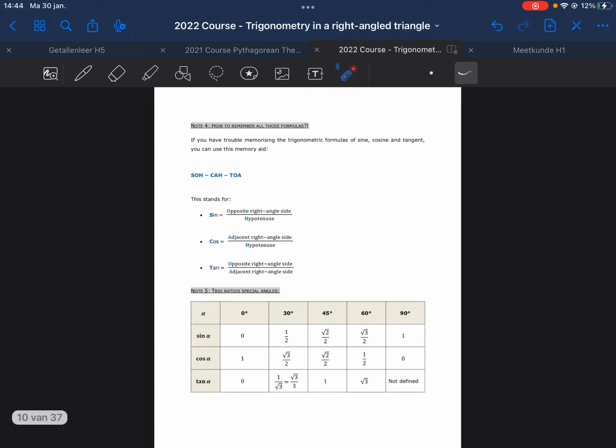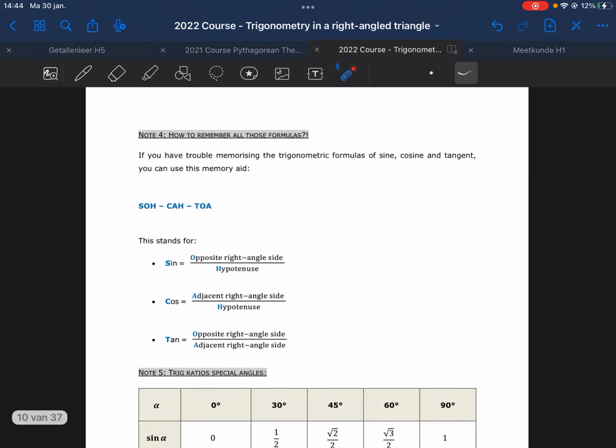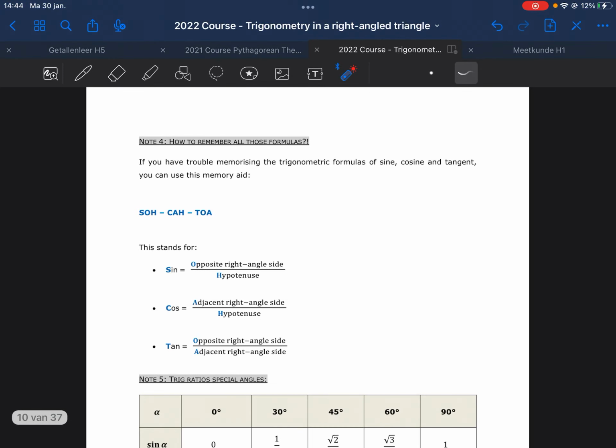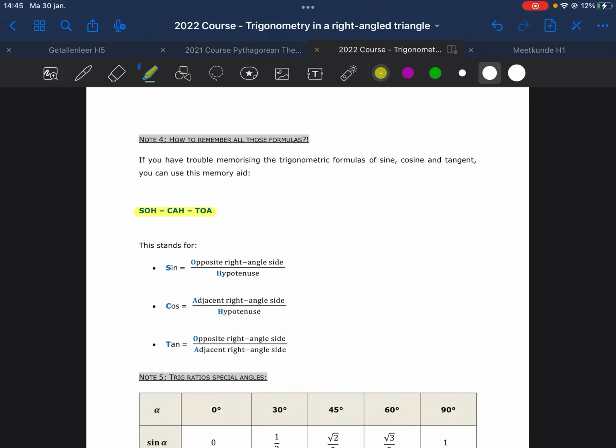Now, I've already mentioned it a couple of times, but if you have a hard time remembering all of those formulas, just try to remember SOHCAHTOA right here. And that should give you enough to remember these formulas. So you might want to mark this, because this right here is very important. You have to know these by heart, because if you don't, you can't make any of the exercises. There you go.